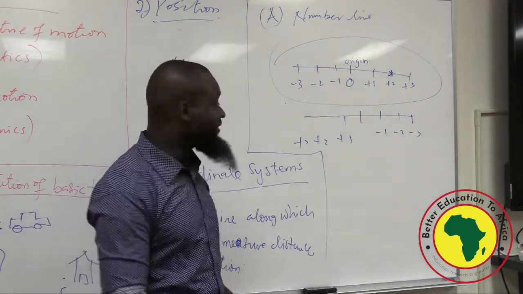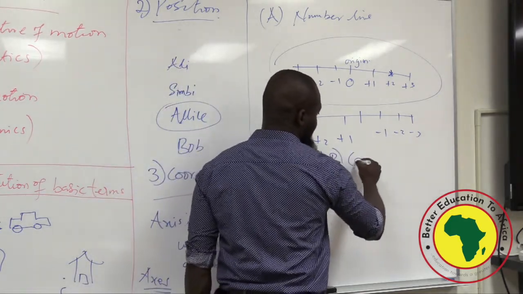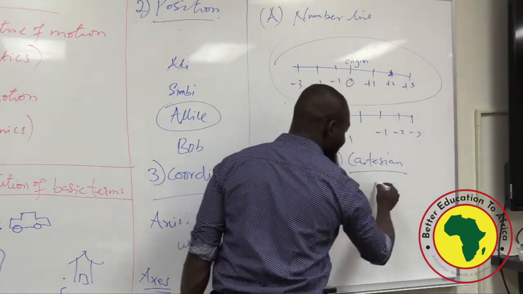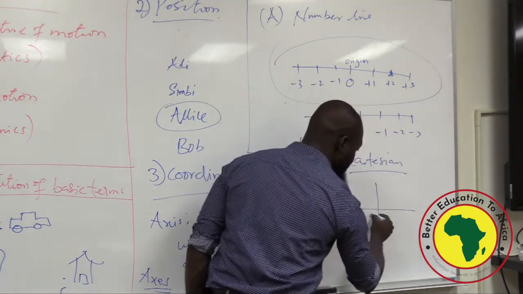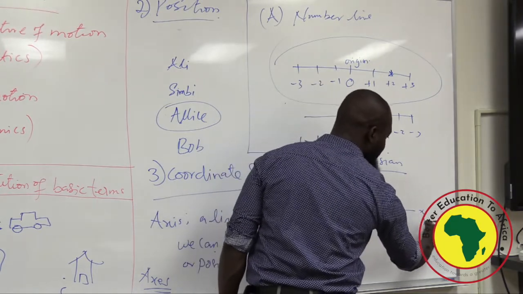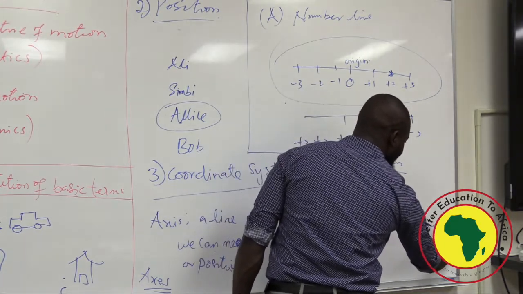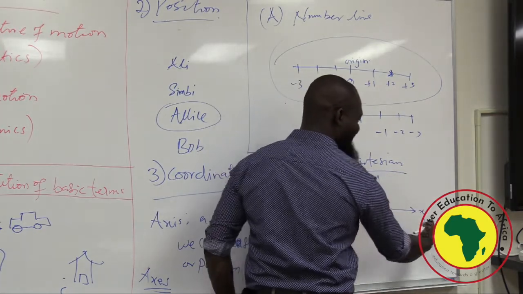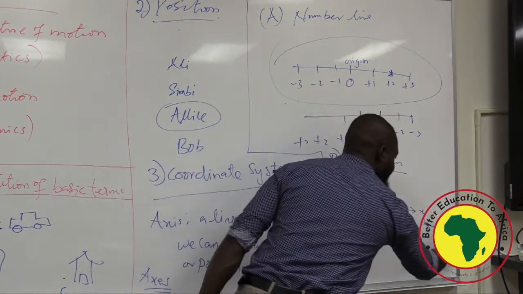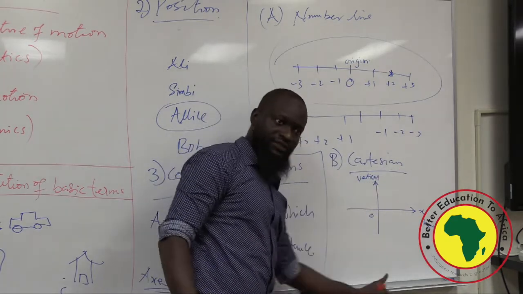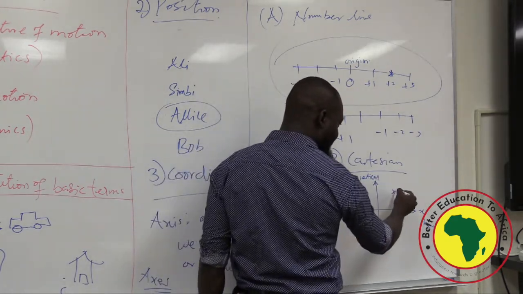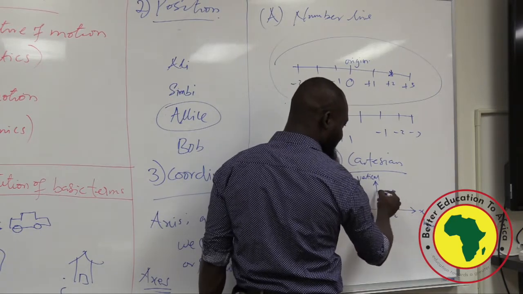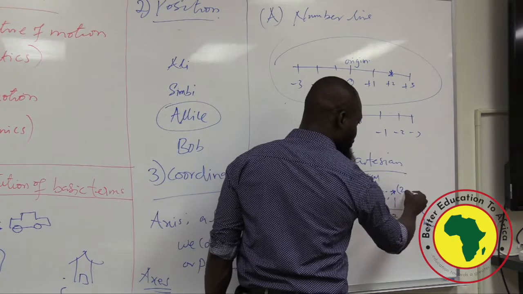Another simple coordinate system is called the Cartesian. The Cartesian has two-dimensional and three-dimensional. So we'll start with two-dimensional, origin. We'll have an x-axis called the horizontal axis, and we'll have a y-axis called the vertical axis. So you have positive horizontal, negative horizontal, positive vertical, negative vertical. So if I have a point here, the position of that point has, as I said, 2 in the x and 3 in the y. So I say 2, 3.